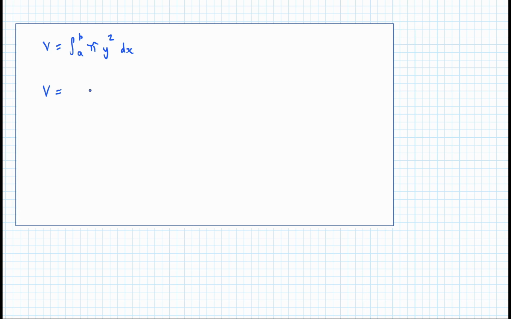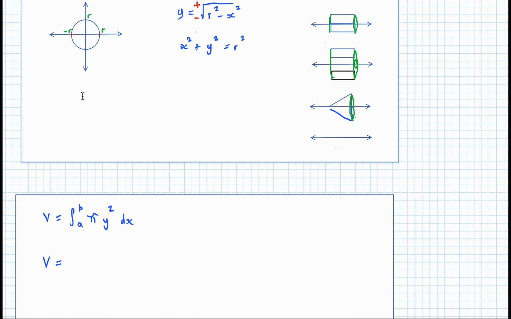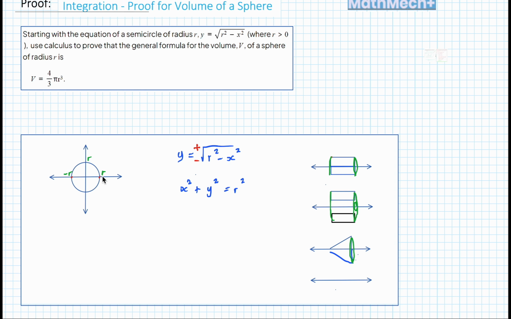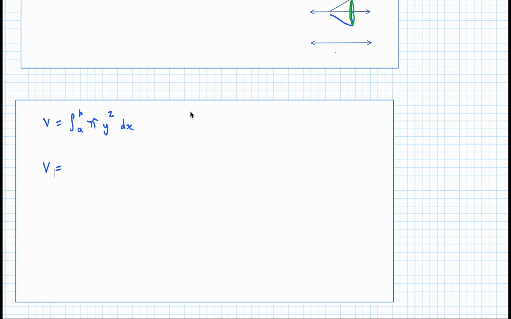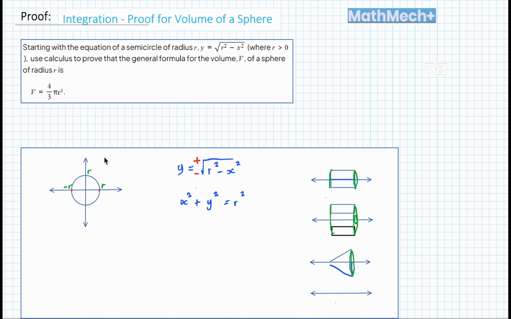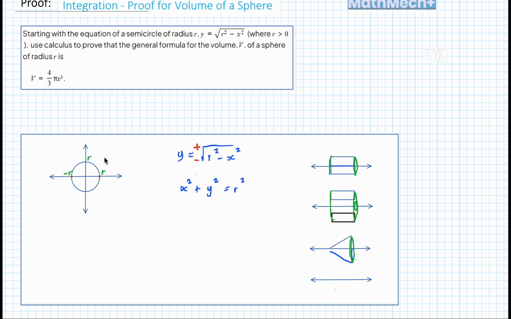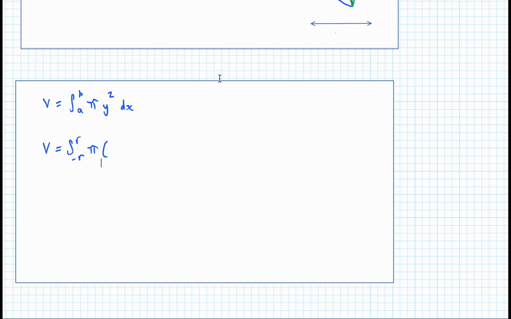Okay, let's get started. Now, back to our pictures a little briefly. We have r and minus r, which is our diameter, but the radius is there. So our limits are r and minus r. So we plug in pi, and then our y was already given to us. Our y is root r squared minus x squared. That's given. So we plug that in.